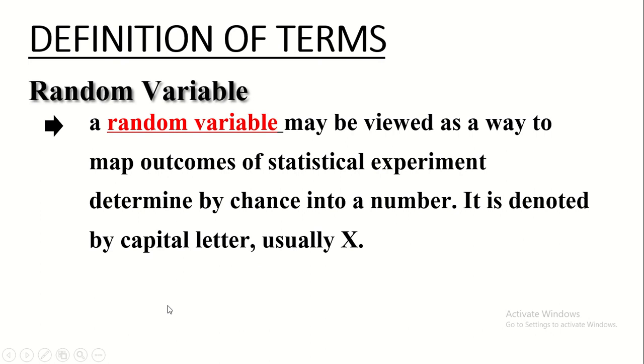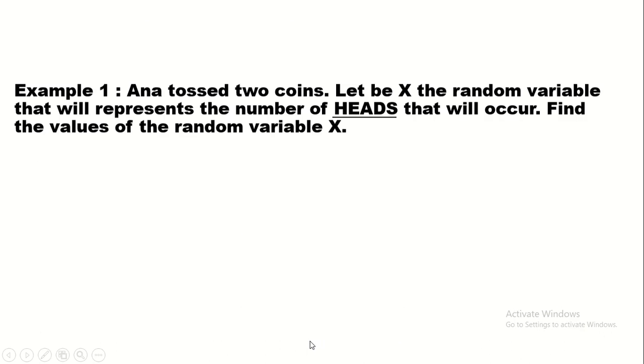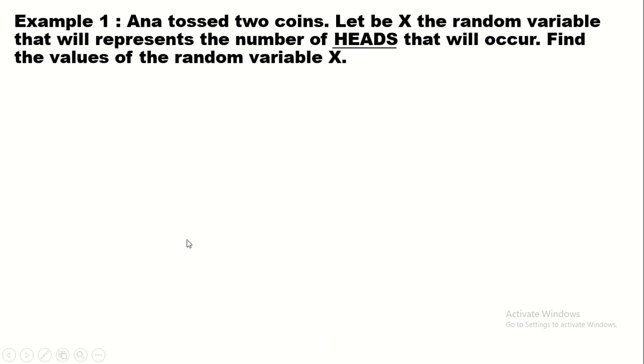Ang random variable ay pwedeng gamitin sa pagtutos ng coin or paghagis ng coin, pagro-roll ng dice, or pagkuha ng mga bola sa isang box. Now, let's have example number 1. Anna toss 2 coins. Let X be the random variable that will represent the number of heads that will occur. Find the values of the random variable x. So, ibig sabihin, we are about to find dun sa tinos ni Anna na 2 coins, ang random variable x.